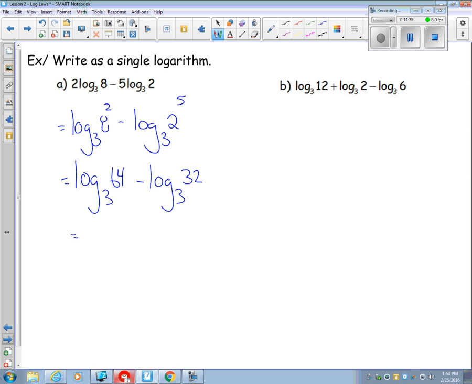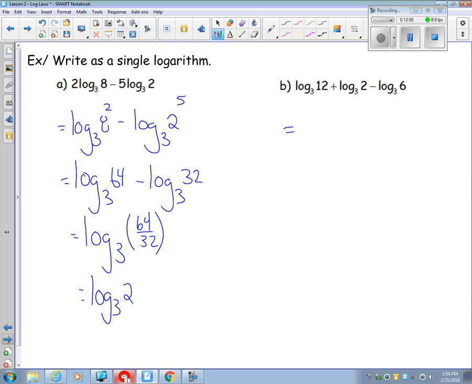Okay. I got subtracting. That means I can rewrite this as dividing. Okay, and 64 divided by 32 makes 2. Hey, I got 1 log now. That's all I wanted. I don't care what the answer is. I can't actually calculate that one, but I want 1 log. All right, we're going to do the next one.